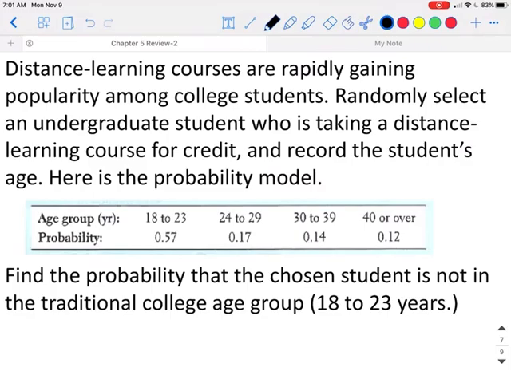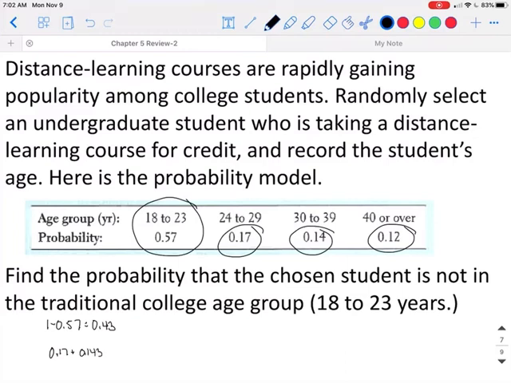Distance learning courses are rapidly gaining popularity among college students. Randomly select an undergraduate student who is taking a distance learning course for credit and record the student's age. Here's the probability model. Find the probability that the chosen student is not in the traditional age group of 18 to 23. So there's two ways you can do this. We know the percent that is in that age group, so you can do 1 minus that and get 0.43 or 43%. The other possibility is just to take all the categories that are not 18 to 23 and add them together. And you will still get 43%.